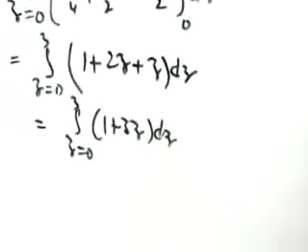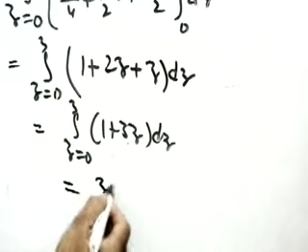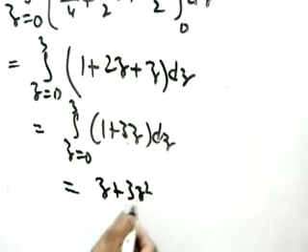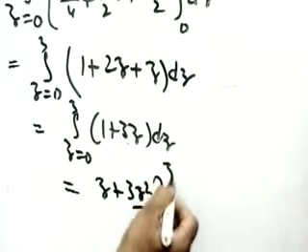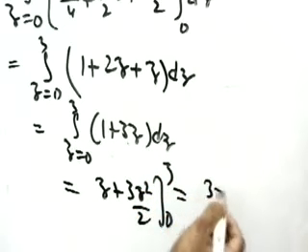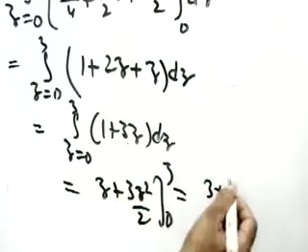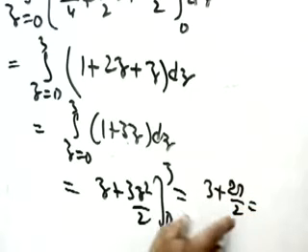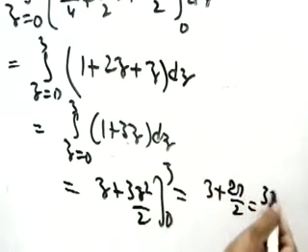Now integrate with respect to z. Integration of 1 will be z, plus integration of 3z will be 3z square by 2, from 0 to 3. Now upper limit: 3 plus 3 times 3 square, 9, 9 3s are 27 by 2. If you take LCM, 2 3s are 6, 6 plus 27 is 33 by 2.